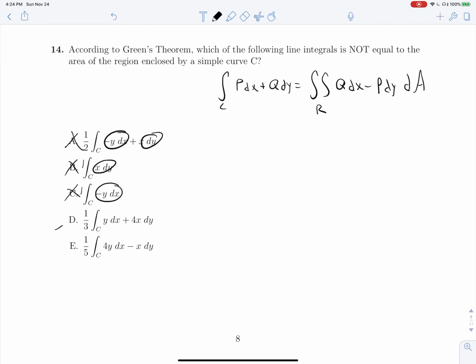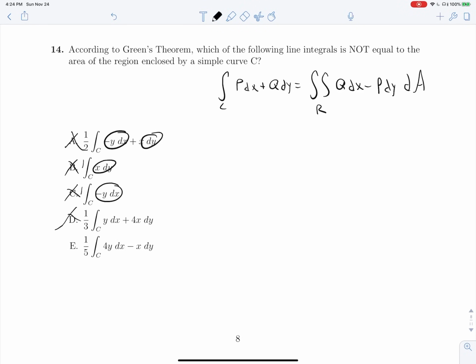Okay, moving down to answer choice D, we have 1/3. Well, we should know what P and Q are first. So P is y, Q is 4x, and so Q dx is going to be 4, minus P dy is going to be minus 1, and so our integrand becomes 3. We divide that by 3, and we get the integral over R of 1 dA. So that's perfect. But it also means that answer choice D is wrong.